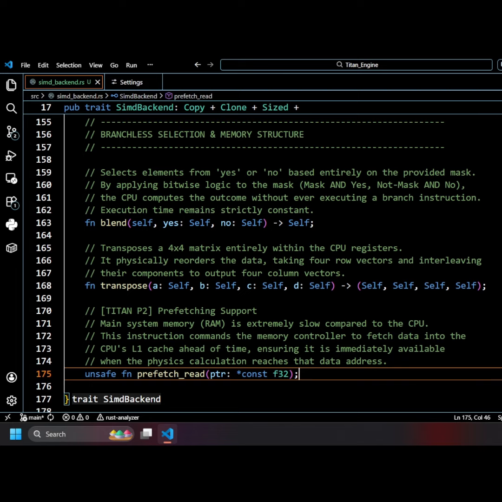So the bottom line is, to optimize at the lowest level, you gotta minimize branching. Keep your matrix operations inside registers and preload data into the cache before the CPU even asks for it. That's how you write code that doesn't just run, but literally flies.